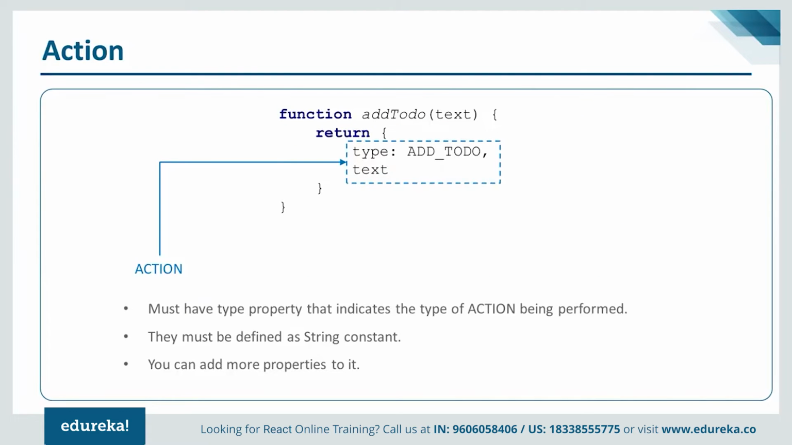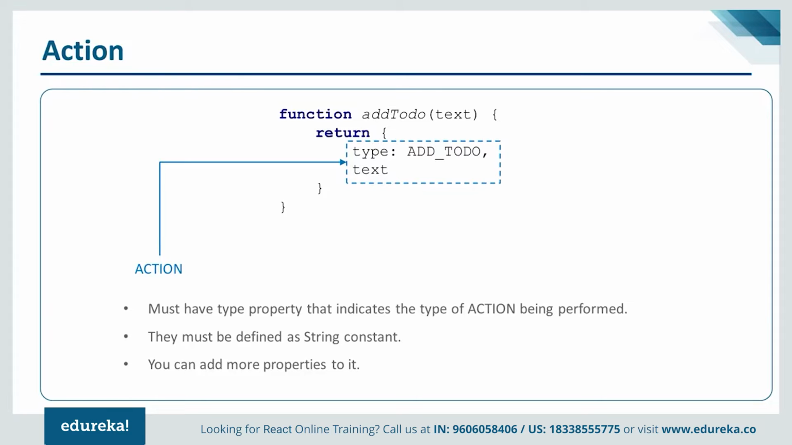Now as you can see here, this is the action. This is how we specify the action in Redux code: we have to specify the type and what it will return. So this is a function addTodo which takes input as text and returns something. First of all, an action must have a type property. The action must have a type property that indicates the type of action being performed. As you can see on the screen, the type of action to be performed is ADD_TODO. The second thing is that it must be defined as a string constant.